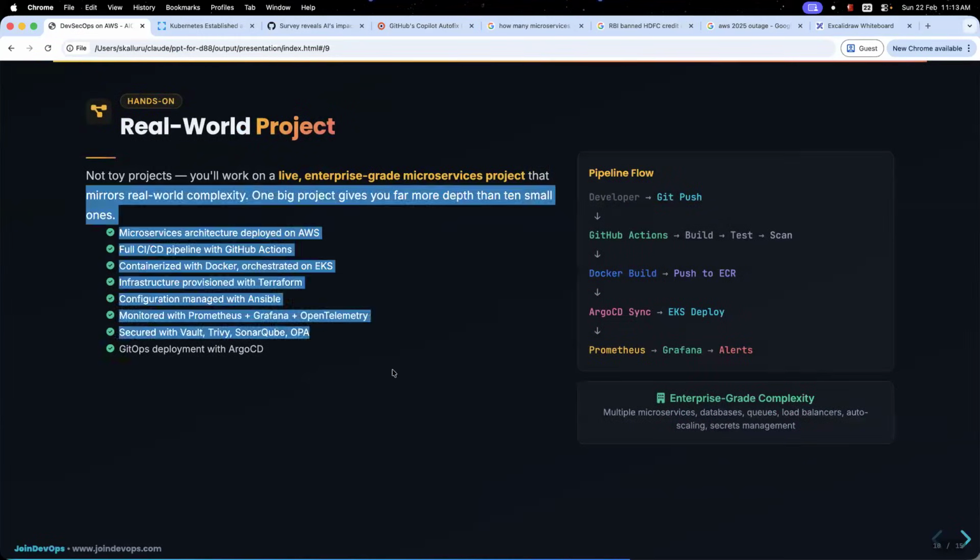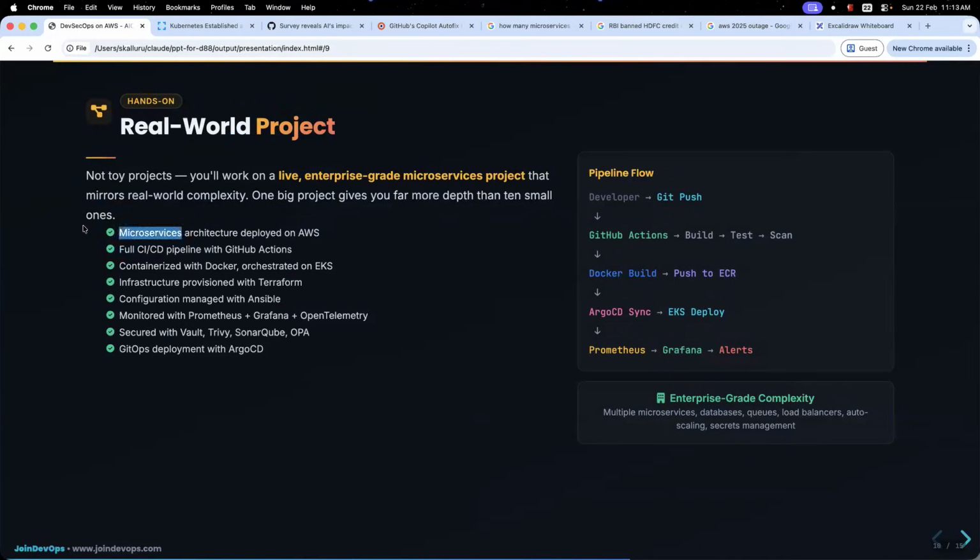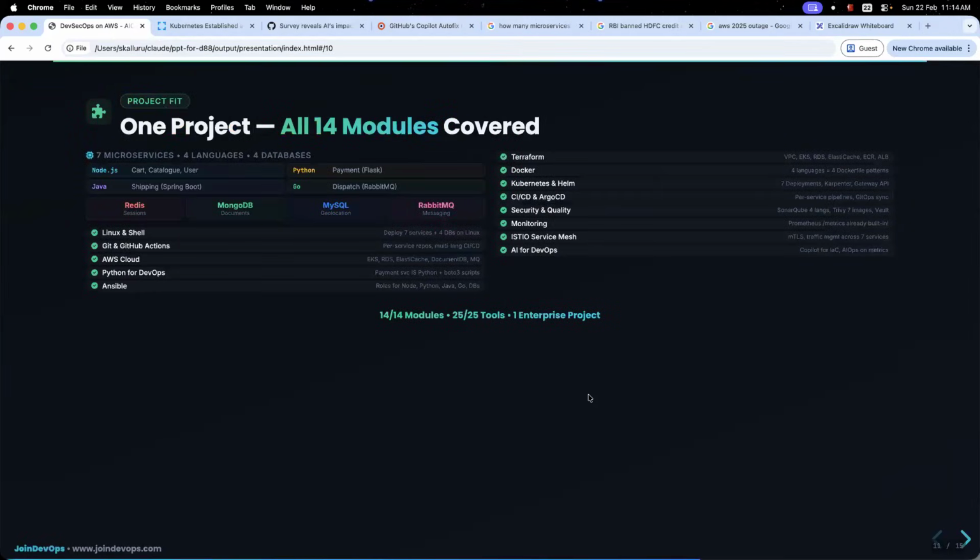So we're going to deal with a project. It is going to be a microservice based project on AWS. We'll do a full CI/CD, and it's going to be containerized with EKS, by the way, and the infrastructure completely provisioned with Terraform, configuration with Ansible, monitoring with Prometheus, Grafana, and other tools, Hotel, whatever it is, and security, by the way, and the deployment, anyhow, that's okay.